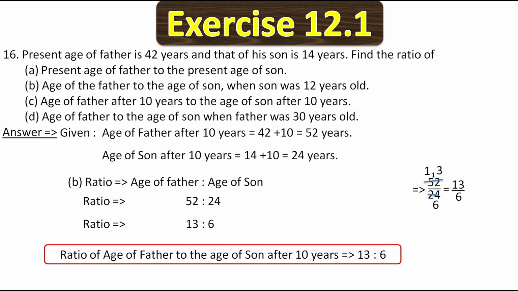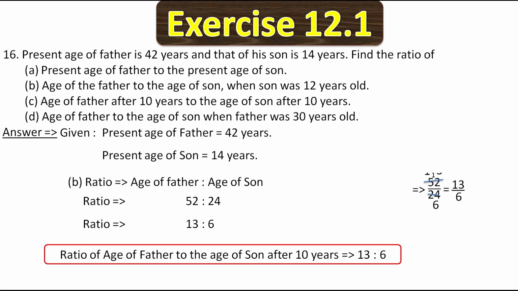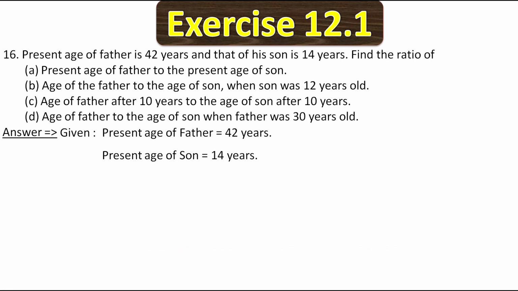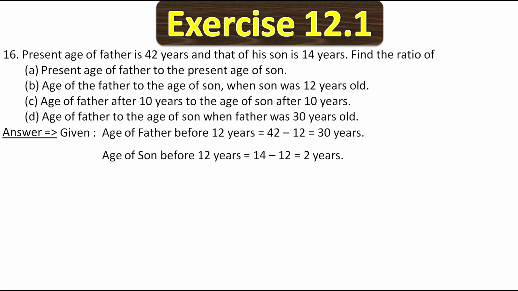Okay. Now we have to find the ratio for age of father to the age of son when father was 30 years old. Okay, when the father was 30 years old, that was before 12 years. Because why before 12 years? Because when we subtract 12 from 42, we are getting the answer as 30. Therefore, before 12 years, the father's age was 30. At that time, the son's age was 2 years, because when we subtract 12 from 14, we are getting the answer as 2. Now let's find the ratio.